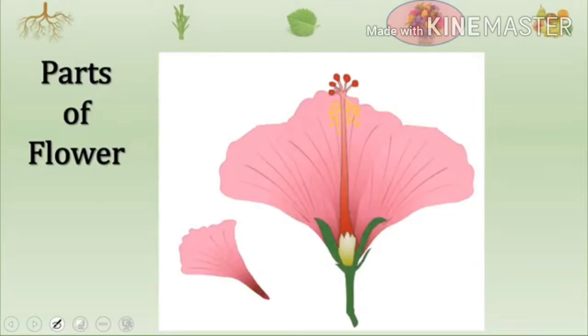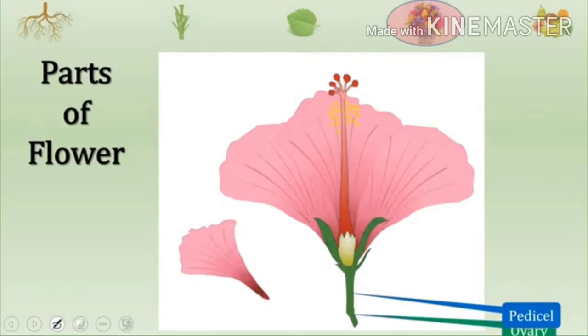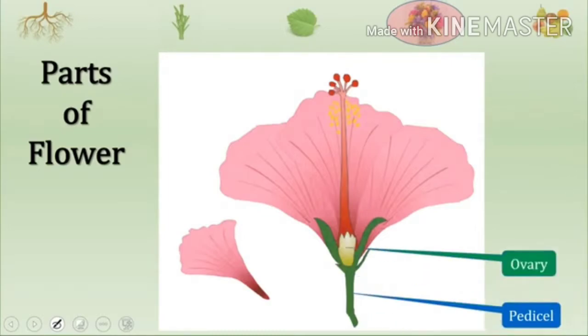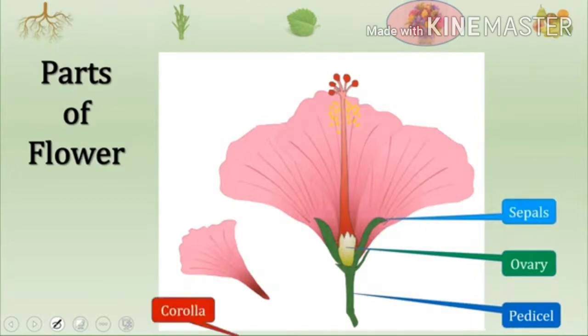Now let's see the parts of the flower. So see here, the first one, this green part, is called the pedicel. This is the first part. Now the second one, this white one, is the ovary. The third part is the green part which is outside, that is called the sepals.